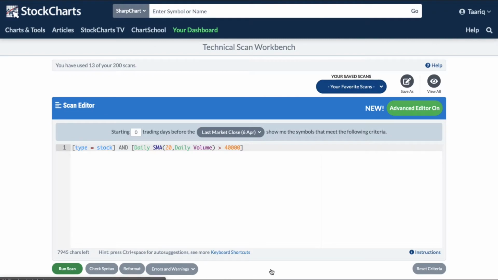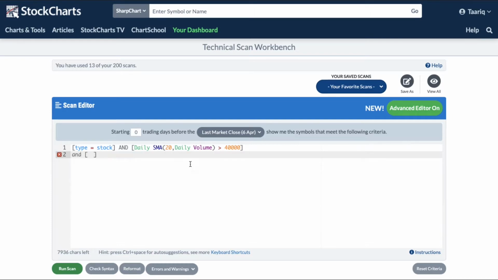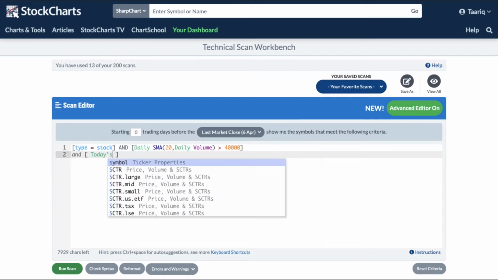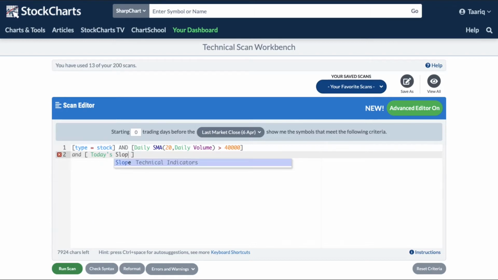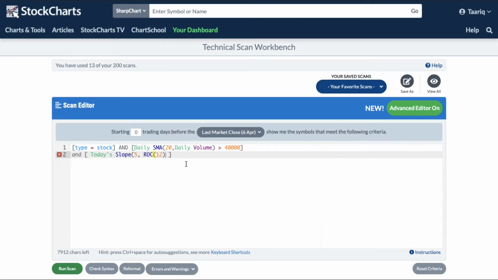Like always, we're going to start off with the first line being the type is a stock. We're going to open up a new line, and to look for rate of change, we're actually going to want to look at the slope. So we're going to put in today's slope, and that is a technical indicator, so it should pop up. And we actually are going to look at the past 5 days. So we'll put 5, and like I mentioned, we're looking at rate of change, so that's also a technical indicator.